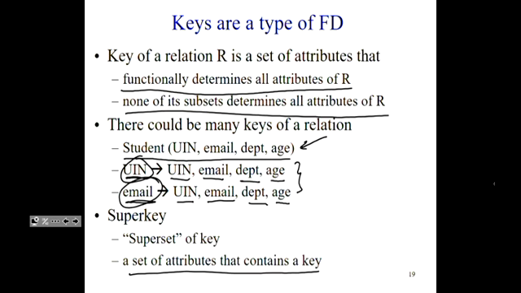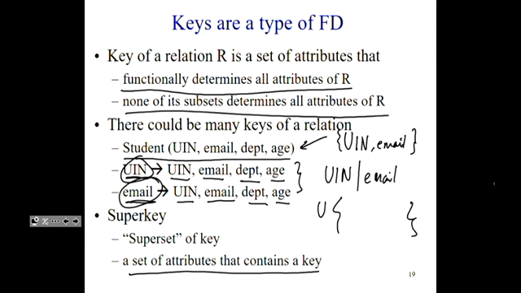UIN and email, sure. UIN and email is an example of a super key, but there are other examples as well. We can combine UIN or email with any of the other attributes. Correct. So it's basically UIN or email plus pretty much any of the other attributes, right? Department and age. That is also a super key.